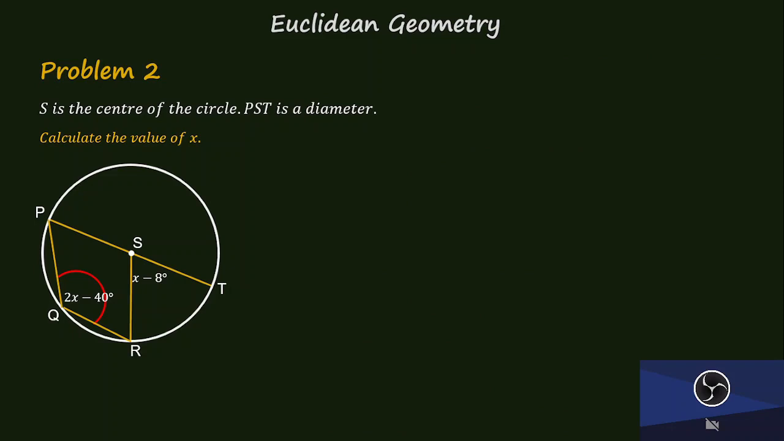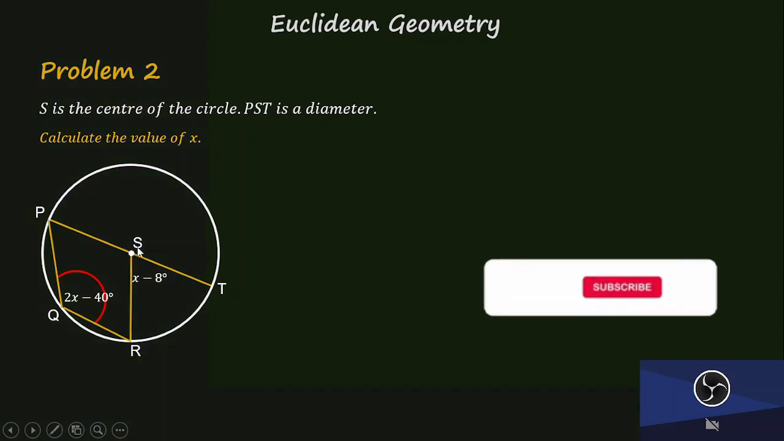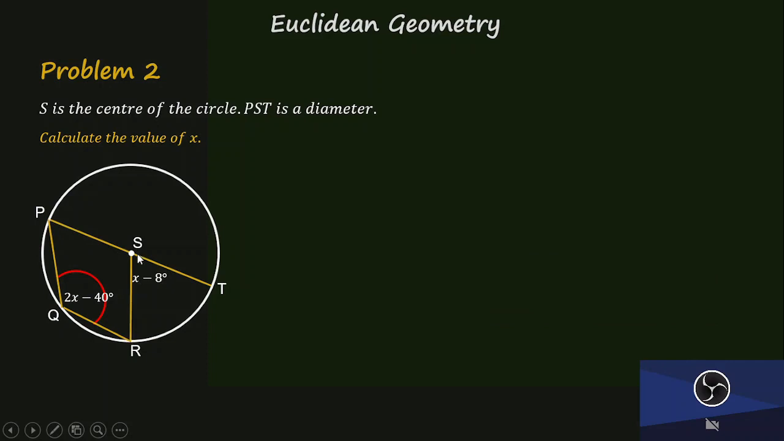All right, now let us look at problem 2. Here we are told that S is the center of the circle, PST is the diameter. So this PST is the diameter, that is the center of the circle. Remember theorem 3, the diamond shape, the angle at center equals 2 times the angle at the circumference, right? Do you still remember how we measured the angle at center? So the angle at center would be the whole of this, right? It would be the whole of it.